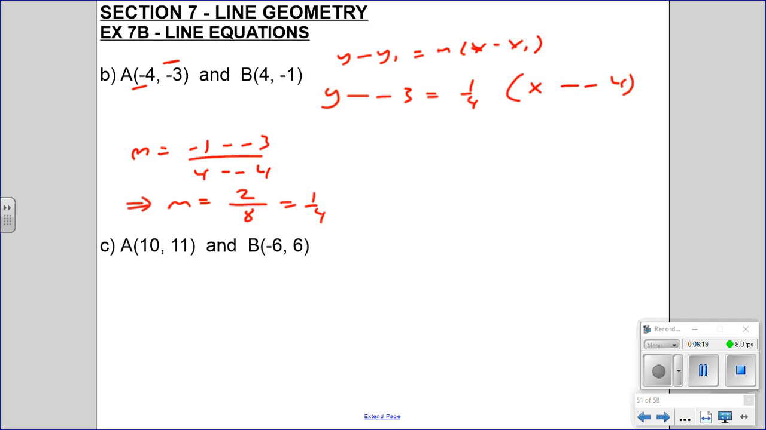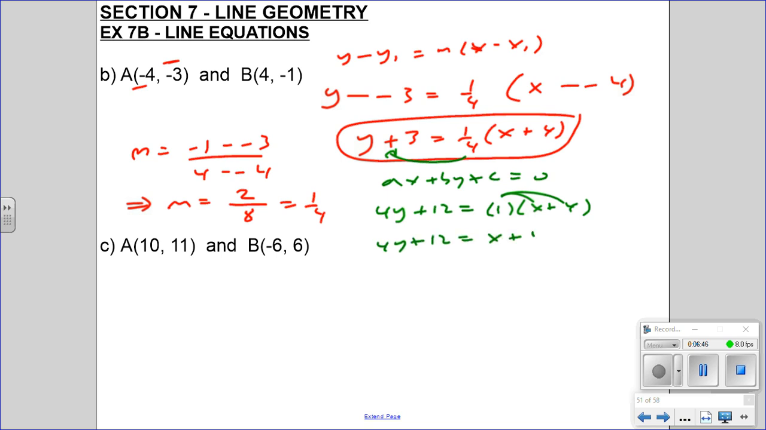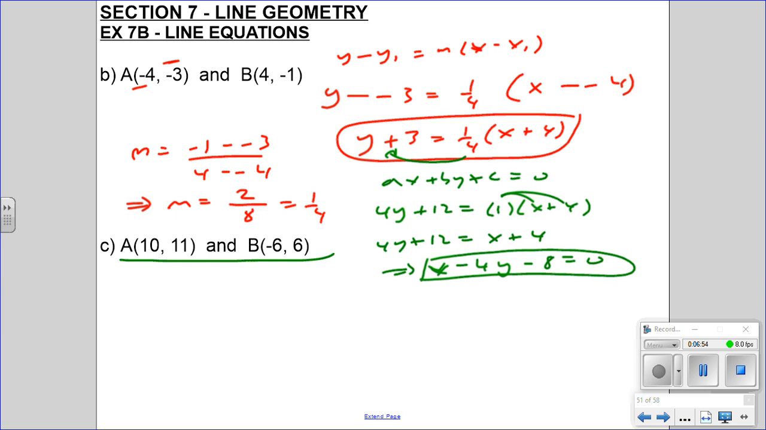So m is minus 1 plus 3, so that's 2 over 8, so that's a quarter. Can you see the line is actually done immediately? So much quicker than y equals mx plus c, in my opinion. And then again, if the question asks for you to put it in ax plus by plus c equals 0, for instance, times by the denominator. So 4y plus 12 is one lot of x plus 4, multiply out the brackets, move it all over to one side. So 4y plus 12 equals x plus 4, so therefore x take 4y, take 8 is 0, and that's job done, okay?